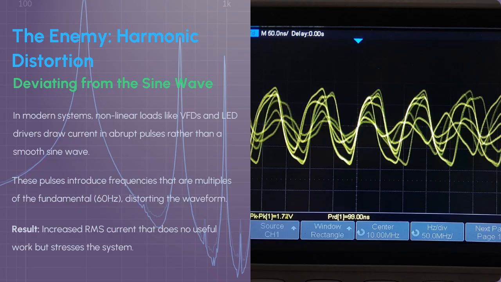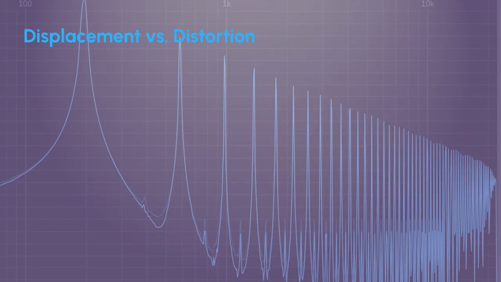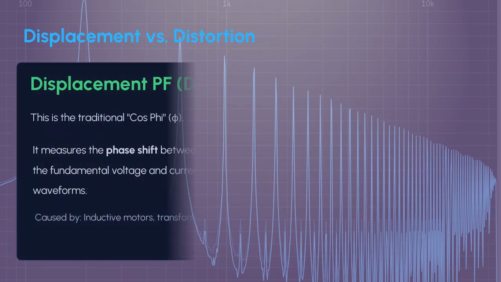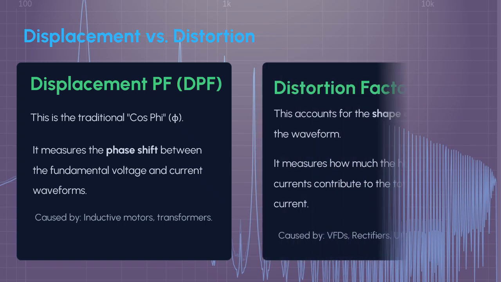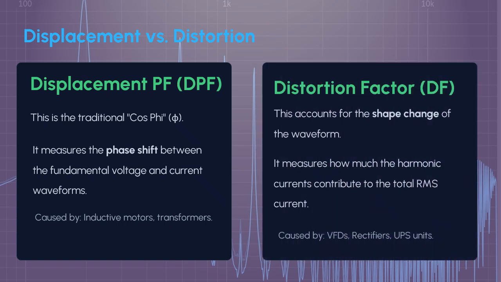load. Displacement versus distortion. This forces us to distinguish between two types of power factor. First, there is displacement power factor, which is the traditional phase shift caused by inductive loads like motors. Second, and increasingly important, is the distortion factor. This metric accounts for the shape change of the waveform itself caused by those harmonic currents.